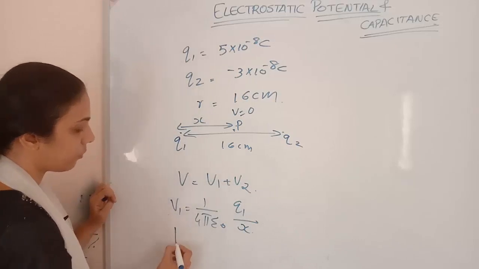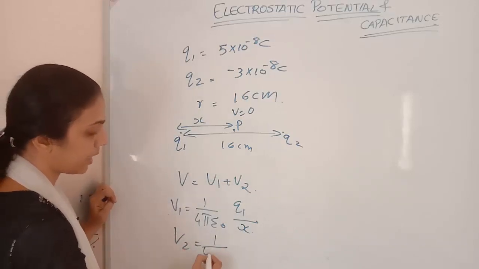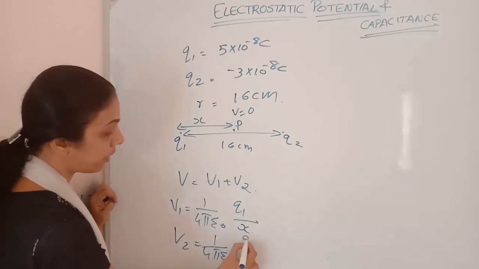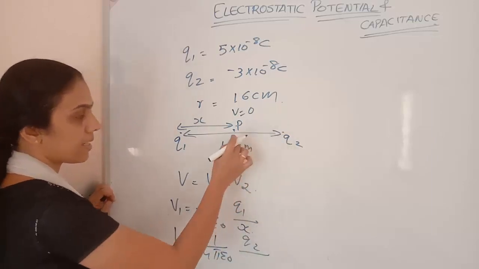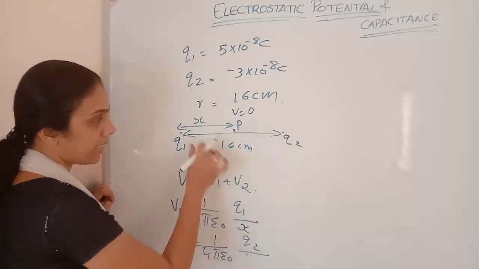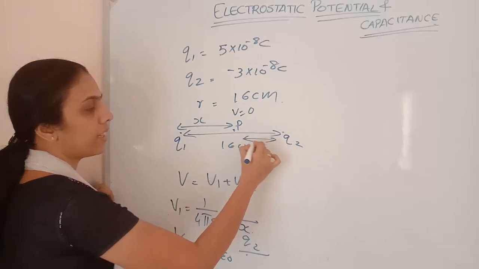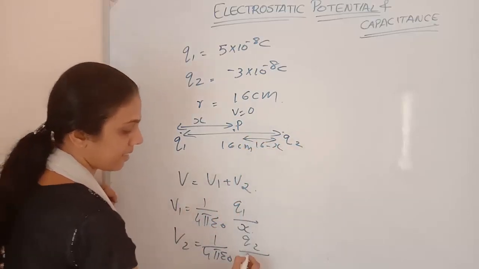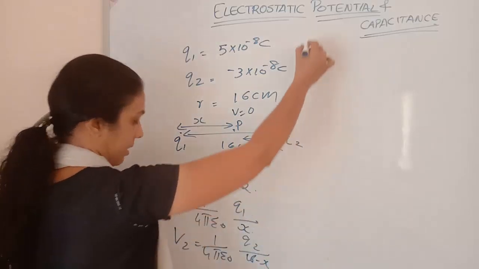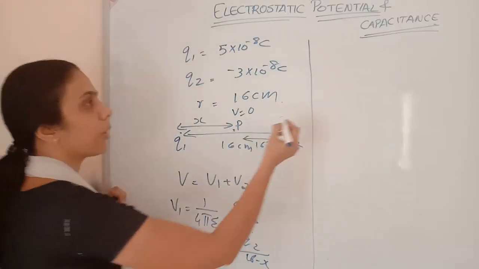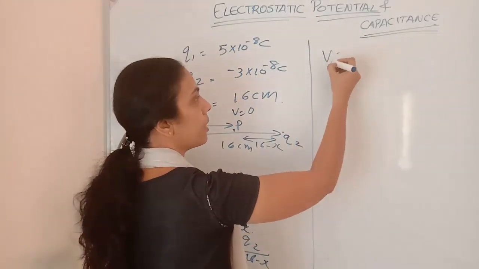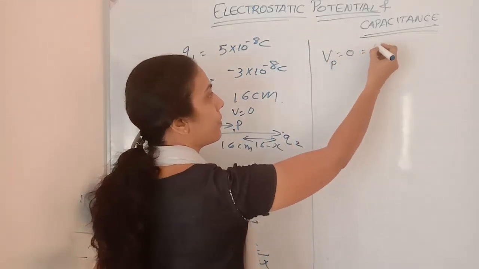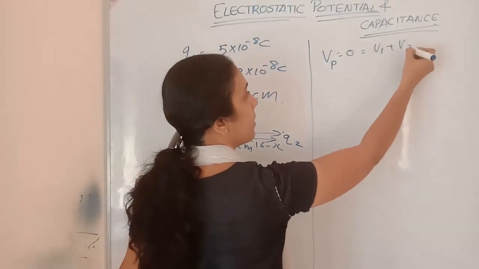Next, what is V2? 1 by 4 pi epsilon 0 Q2 divided by, what is this distance at the point P? 16 minus x. Okay, this is 16 minus x. That is V2. Now at the point P, the potential will be equal to 0. That is equal to V1 plus V2.